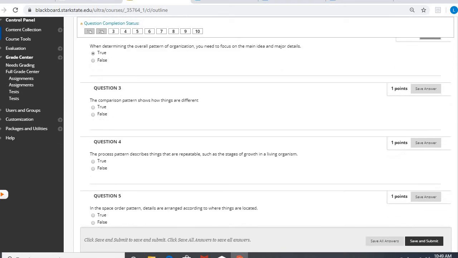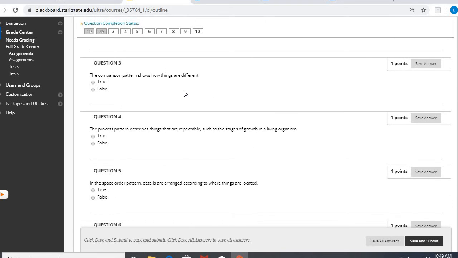Okay, question 3. Comparison pattern shows how things are different. Now at first, we think, oh, comparison, compare, contrast. But they're just focusing on compare right now. Compare means alike, not different. That's contrast. And even though they're grouped together, we're going to say that that is false, because comparison alone is how things are similar, not how they're different.